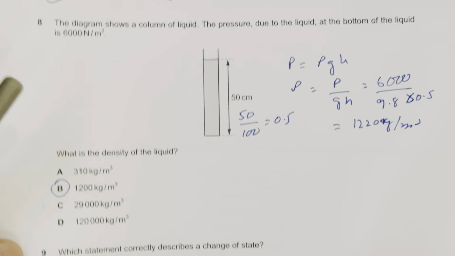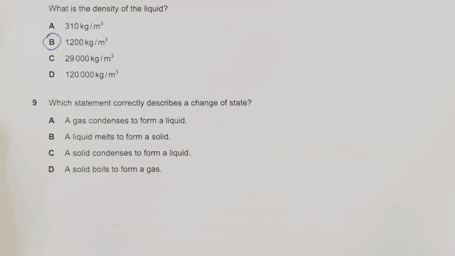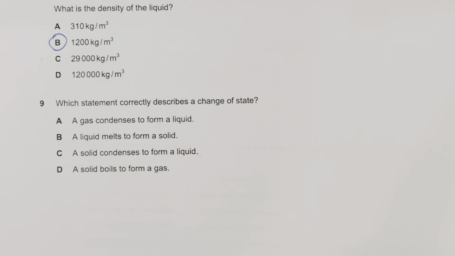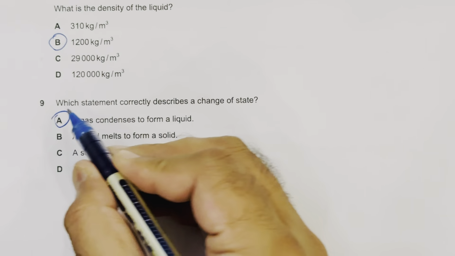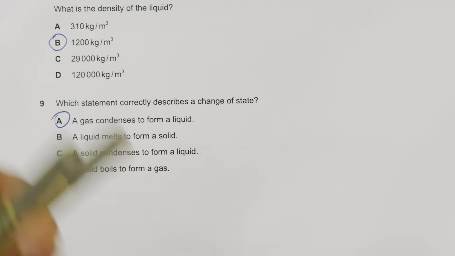Moving to question number 9. Which statement correctly describes a change of state? A change of state is that a gas condenses to form a liquid. Yes, this is true. This is the process of condensation.